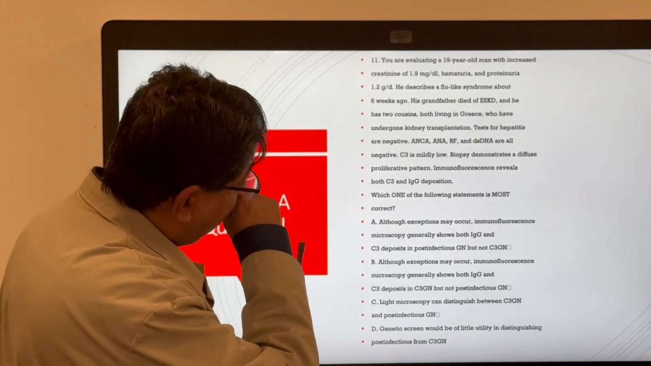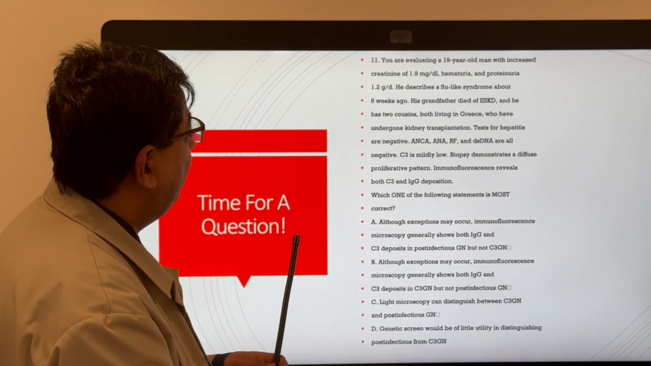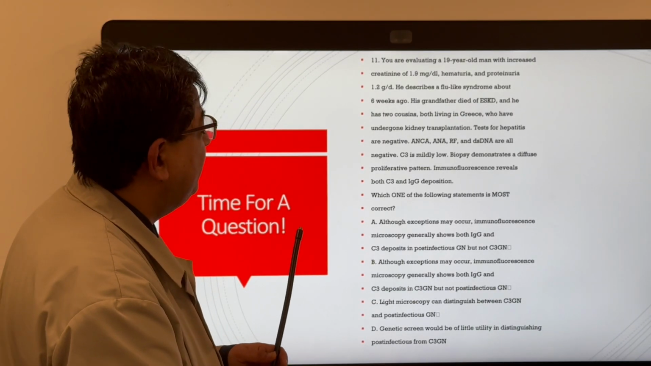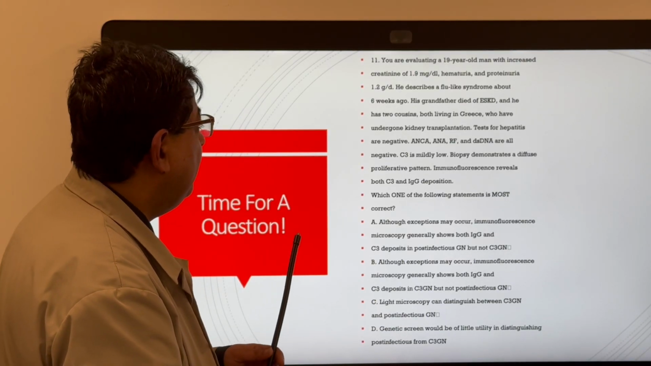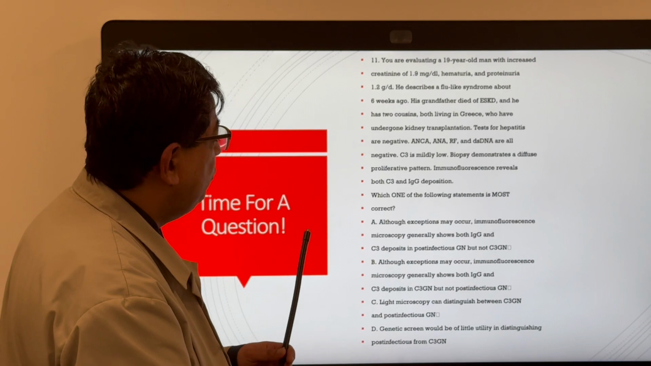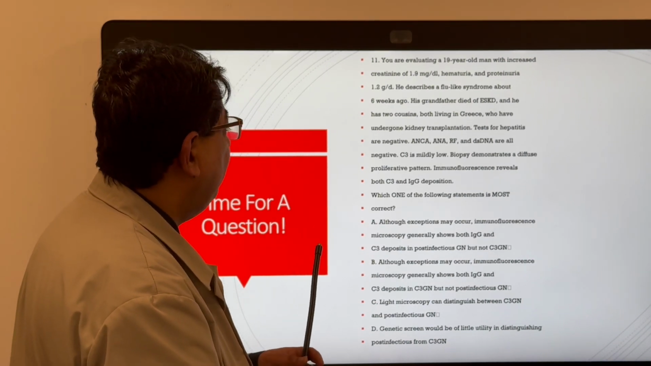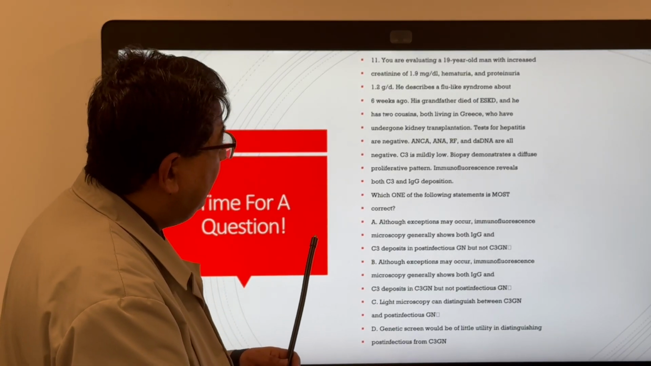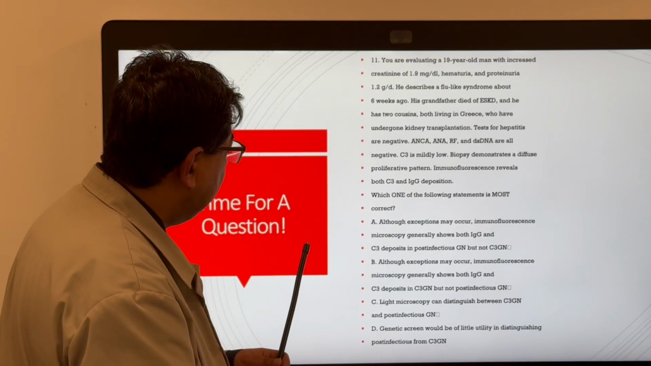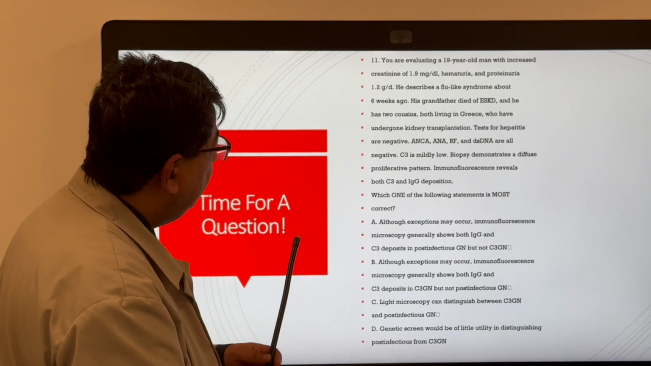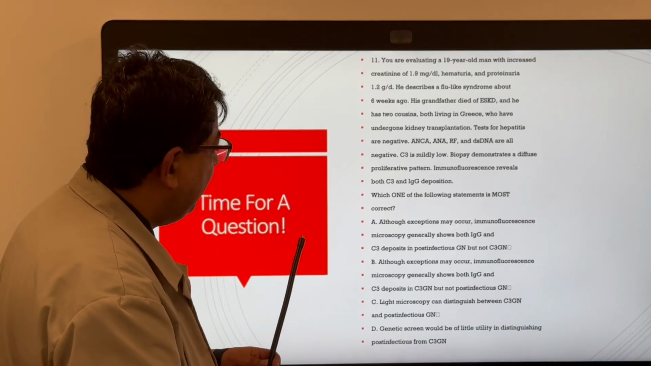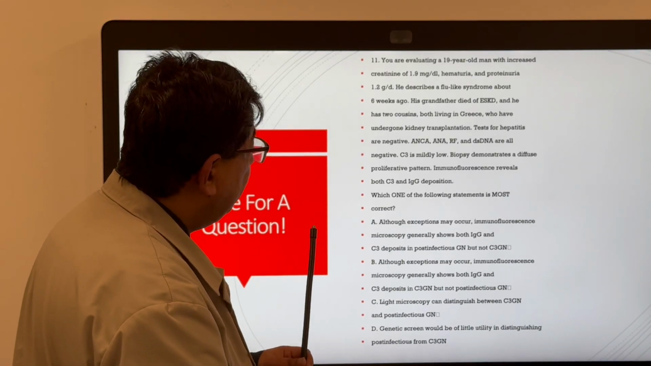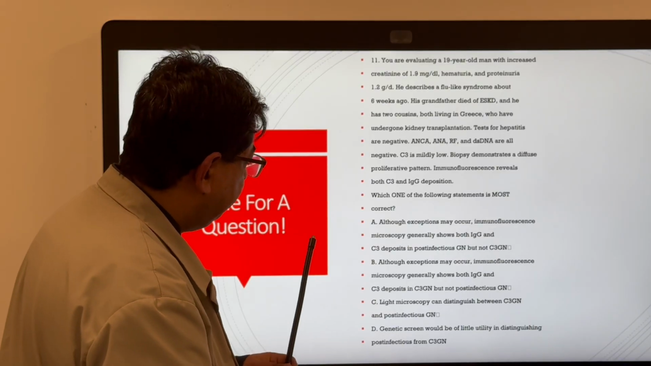You're evaluating a 19-year-old man with increased creatinine of 1.9 milligram per deciliter, hematuria and proteinuria of 1.2 grams per day. He describes a flu-like syndrome about 6 weeks ago. His grandfather died of end-stage renal disease, and he has 2 cousins, both living in Greece, who have undergone kidney transplantation. Tests for hepatitis are negative. ANCA, ANA, rheumatoid factor, and double-stranded DNA are all negative. C3 is mildly low. Biopsy demonstrates a diffuse proliferative pattern. Immunofluorescence reveals both C3 and IgG deposition. Which one of the following statements is most correct?